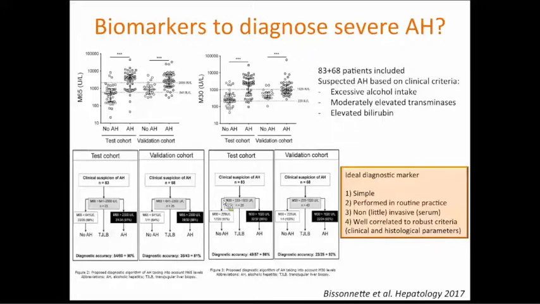Generally speaking, an ideal diagnostic marker for alcoholic hepatitis should fulfill all these items. To me, it must be simple. It must be performed in routine practice, and certainly be based on serum assessment, because otherwise it will be too complex for several teams, especially for those who do not have the technical possibility to do biopsies, complex biological dosages, and so on. But it needs further validation, of course.